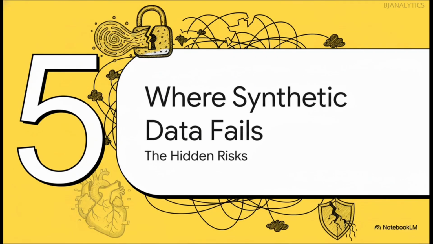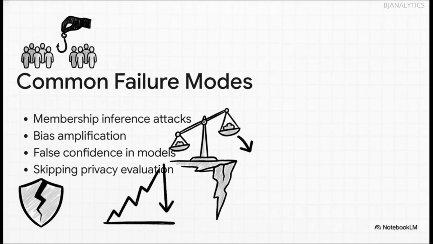But, and you knew this was coming, for every single one of those amazing benefits, there is a hidden risk, a failure mode that can be totally invisible until it causes very, very real harm. A lot can go wrong. A model can accidentally memorize a real patient's data, which would let an attacker figure out if that person was in the original dataset. If your source data has any kind of bias, guess what? The synthetic data will often reproduce it and sometimes even amplify it. You can get this false sense of confidence from a model that works perfectly on the fake data right up until it completely fails in the real world. But the biggest risk of all? It's just skipping the rigorous privacy evaluation and just assuming the data is safe.